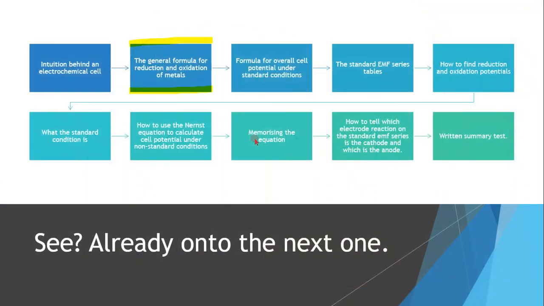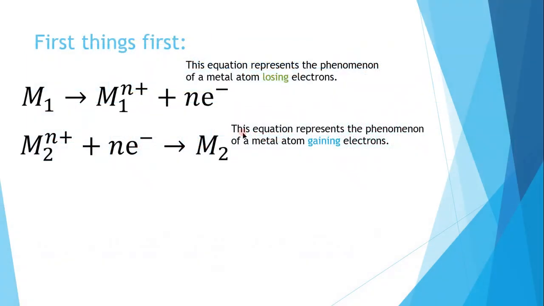So let's have a look at the general formula for reduction and oxidation of metals first. So this equation for the rest of the video is going to represent the phenomenon of a metal atom losing electrons, which, as you should know, is oxidation. And this equation will represent the phenomenon of a metal atom gaining electrons, which will be reduction.